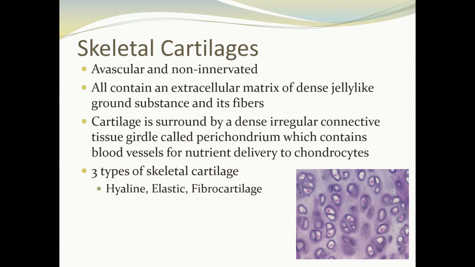All skeletal cartilages contain an extracellular matrix of dense jelly-like ground substance along with its fibers. Cartilage is surrounded by a dense irregular connective tissue girdle. This is called perichondrium, and it contains the blood vessels that deliver nutrients to the chondrocytes to keep them alive. There are three types of skeletal cartilage: hyaline, elastic, and fibrocartilage.